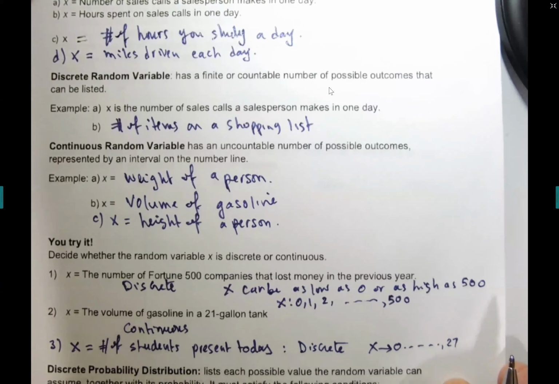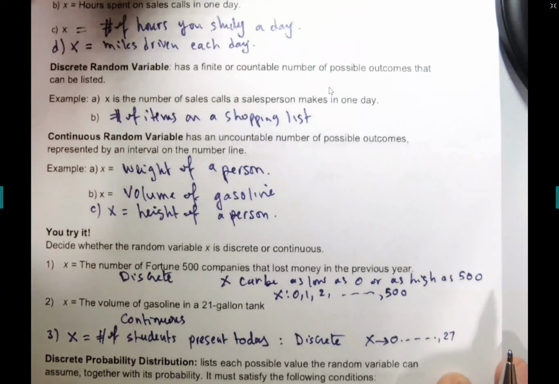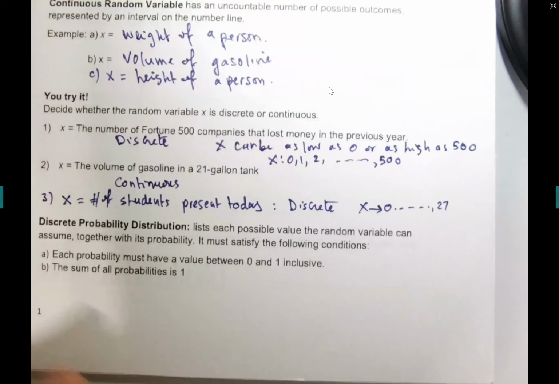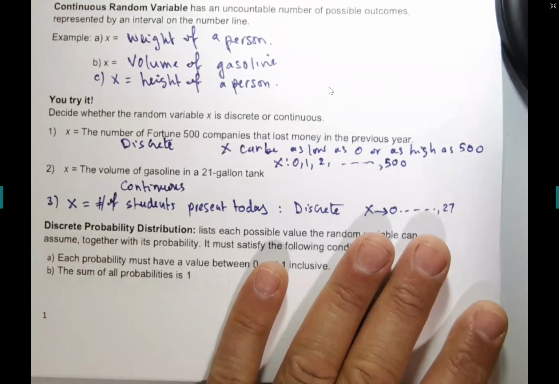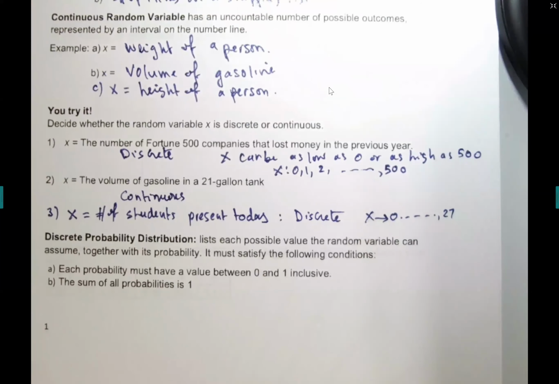Now, let me tell you what a probability distribution is, and we're going to do an example. We call a probability distribution a discrete probability distribution if it meets two conditions. And I will show you an example to understand this. If you have a table that lists probabilities, each probability must be between 0 and 1, and the sum of all probabilities must be 100%, which is 1. 100% means 1. Let me give you an example here.